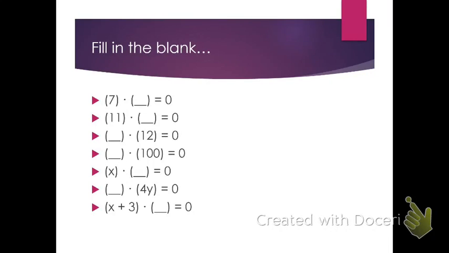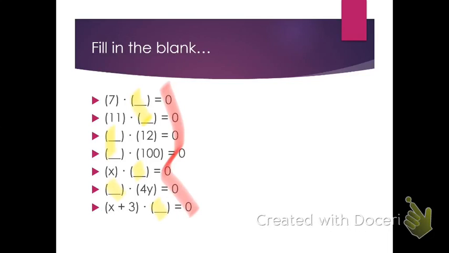Next, we're going to look at how we can use factoring to solve equations that we didn't previously know how to solve. First, let's take a look at these equations. And we've got something missing. You'll notice that all of them have a blank value that we're trying to figure out what would go there. And all of these equations end up being equal to 0 after you multiply something.